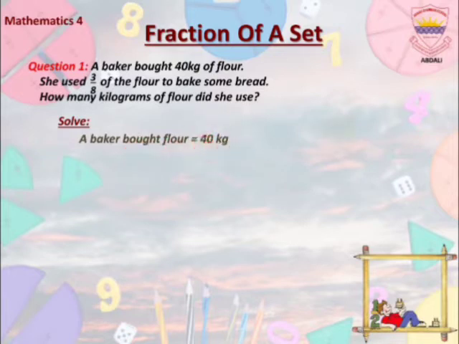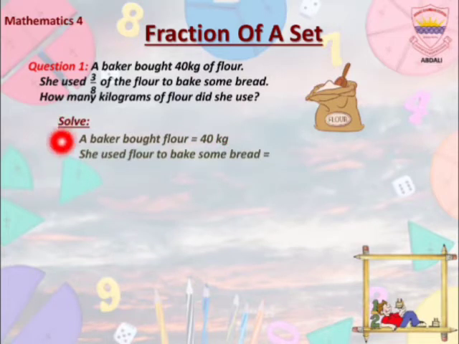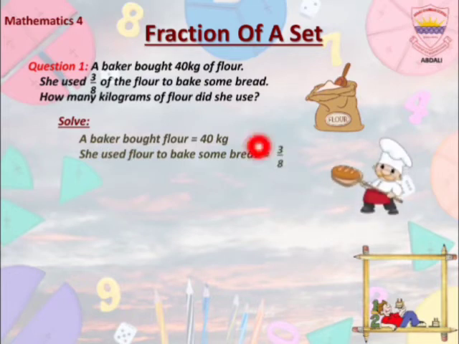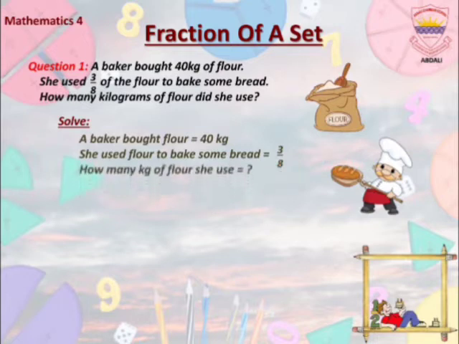A baker bought flour is equals to 40 kg. She used flour to bake some bread is equals to 3/8. And what we have to find out? We have to find out how many kg of flour she used.